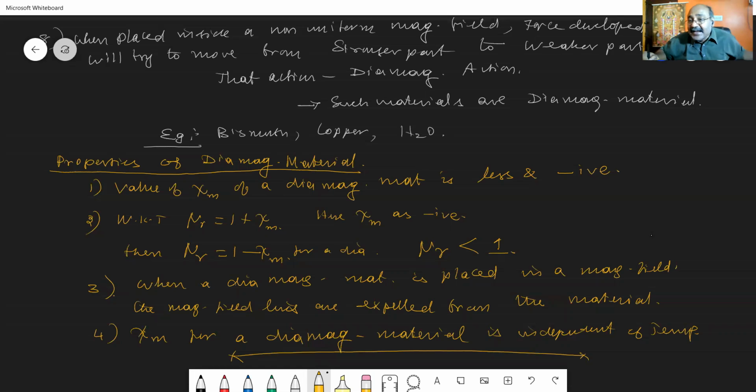Susceptibility psi m is independent of what? Independent of the temperature. These are taken to be the properties of diamagnetic material. May be asked in a 5-mark question: explain the properties of the diamagnetic material by explaining its theory.